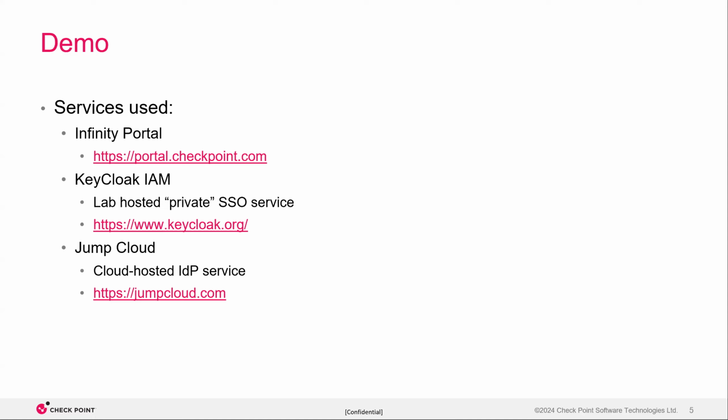I also mentioned Jump Cloud is the other one. The primary reason I went with Jump Cloud is because they offer a free tier, and we don't have them as a supported integration where you can just click on them and enter the information directly. You have to use the generic SAML service option for that.